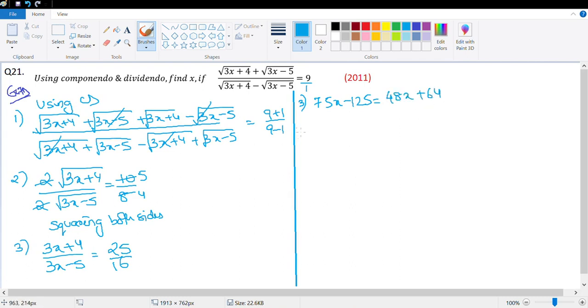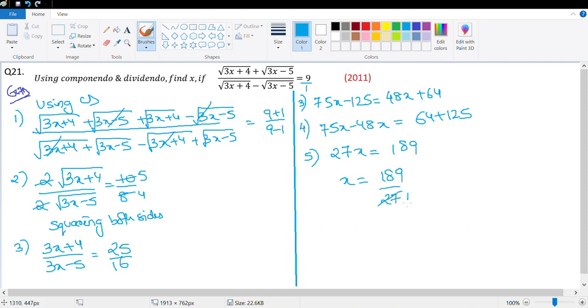Let's bring like terms together. So 75x minus 48x is equal to 64 plus 125. 75 minus 48, that's 27. So 27x is equal to 189, which means x is equal to 189 upon 27. 27 ones are 27, 27 sevens are 189, which means therefore x is equal to 7. Let's read the question. It says find x. We figured out x. x is equal to 7.